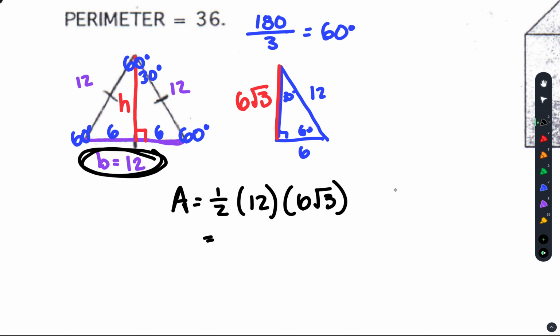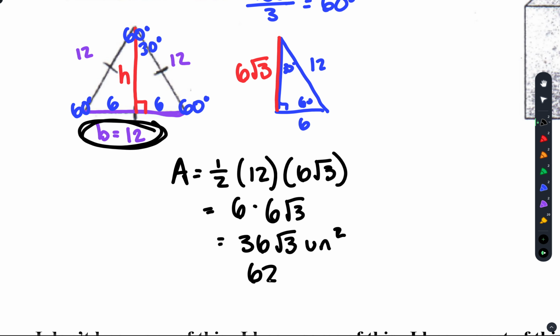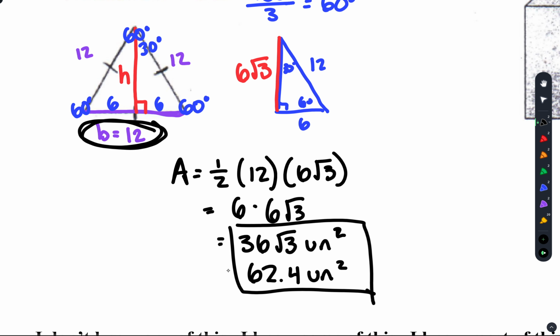Now you can put this in your calculator and round. Some of the questions will say use exact values. That means I want the radical in your answer. So to do that, I would do 1/2 times 12 is 6. 6 times 6 radical 3 is 36 radical 3 units squared. However, if it did not say keep it in exact values, I would accept 62.4 units squared as well. They're the same. Any questions on that one?